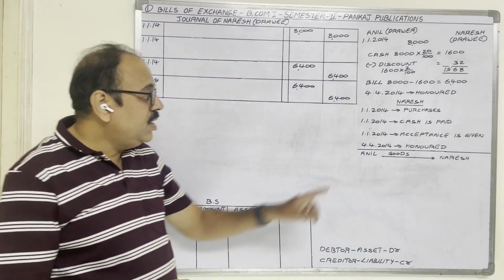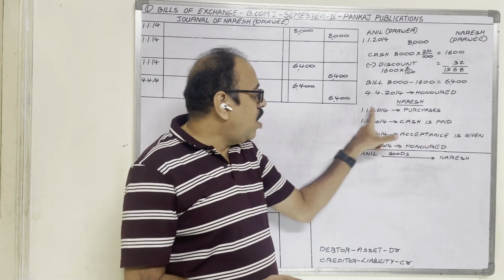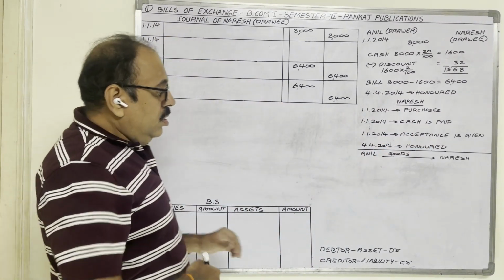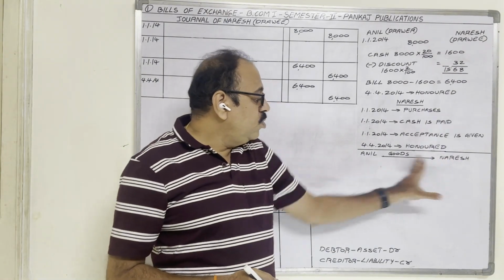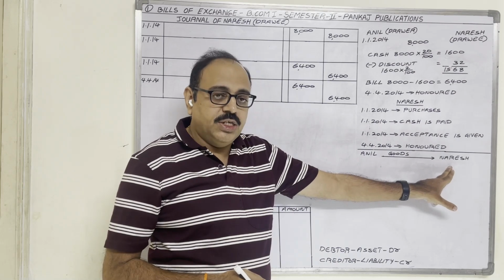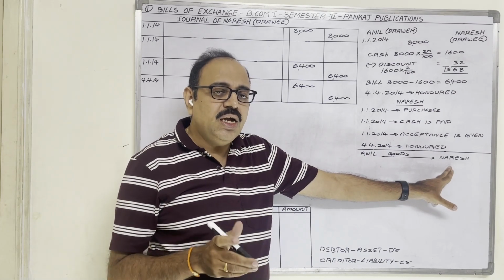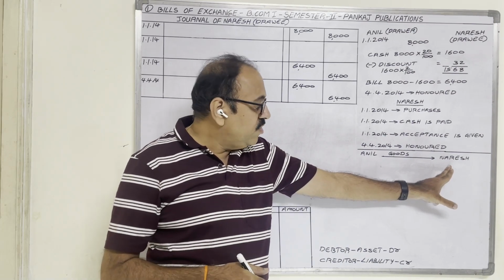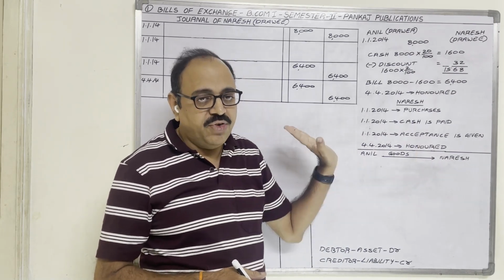First entry is for purchases. So on 1st January 2014, Naresh is buying goods from Anil. So from Anil, goods are coming to Naresh. On the same day, he is settling 20% of this 8,000. For that, we will write the second entry. First, for this 8,000, we will write the entry.